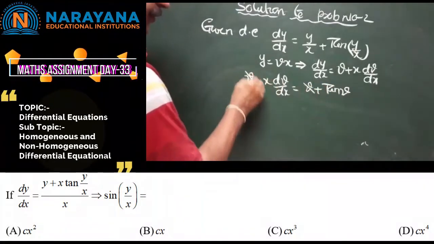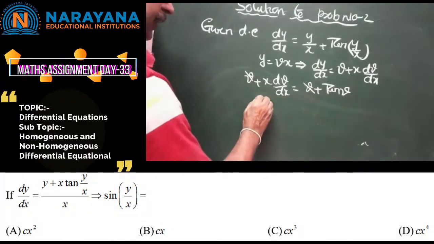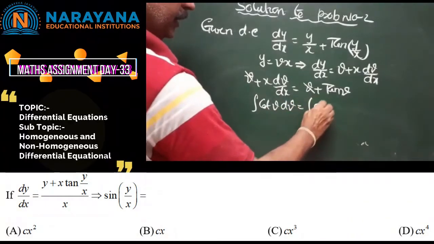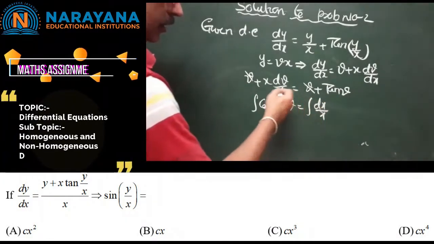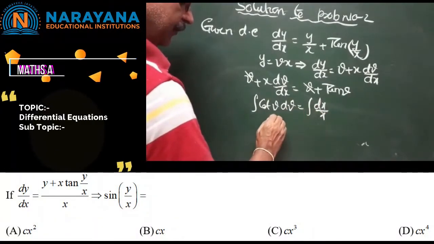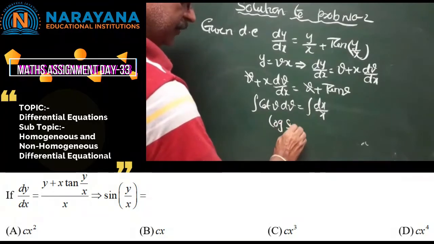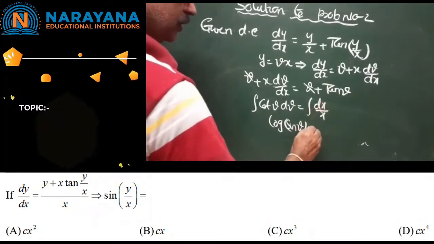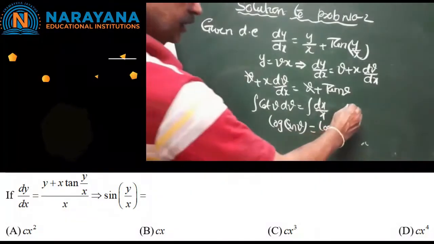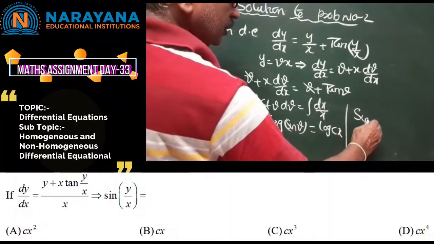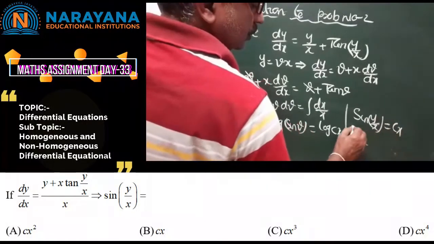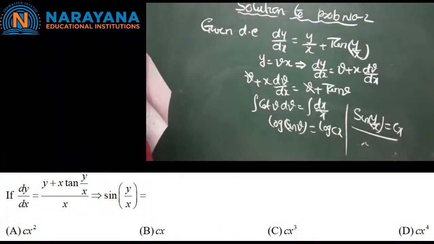Now v will get cancelled on both sides, and we get integral cot v dv equal to integral dx by x. Integral cot v is log sin v, integral dx is log x. So after writing the formula, you get log sin v is equal to log x plus log c. We can write that as log cx. So we can write this as sin y by x equal to cx. It is asked to find the value of sin y by x. So you get the sin y by x value equal to 6.